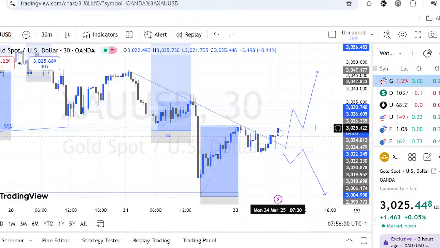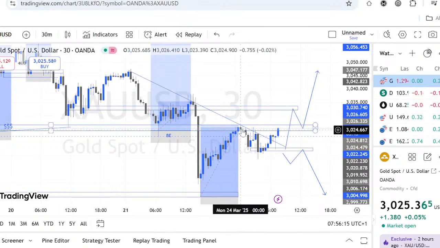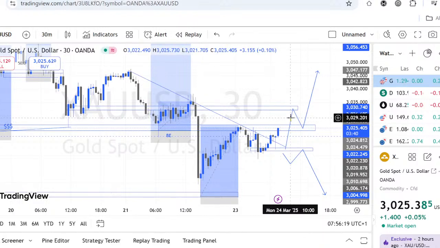If it doesn't break this resistance, we're gonna see it coming back down here, and then maybe breaking this one, taking out this liquidity here, and then retest and fall back down. So if the market is gonna push up and break this hanging resistance here, then it's gonna head to this fair value gap here, and then maybe a retest.